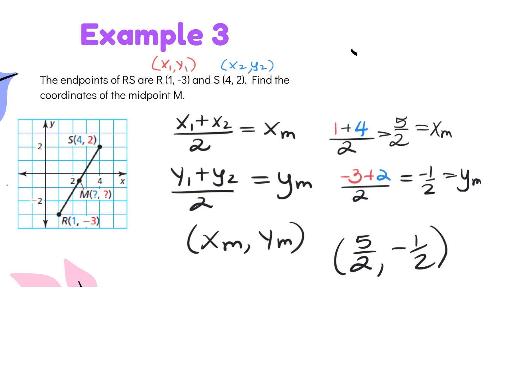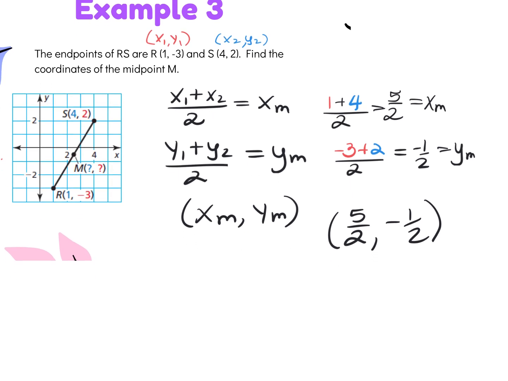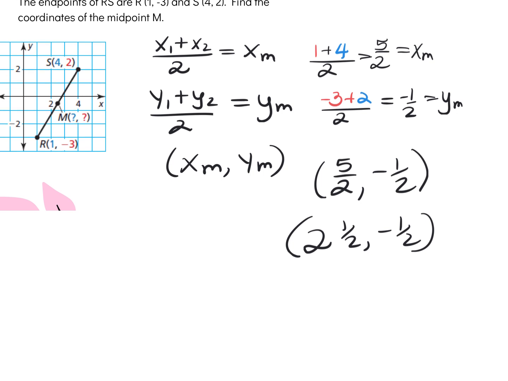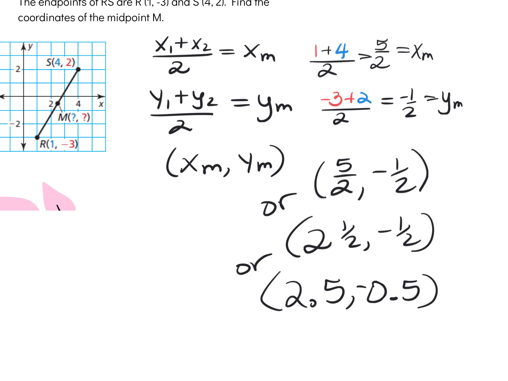Now, if you were graphing this, I'm okay with you leaving it improper, but if you had to actually plot this point, I would change the 5 over 2 and either make it a mixed number or make it a decimal, 2.5, and then this one, -0.5. On the quiz, all 3 would be acceptable answers.